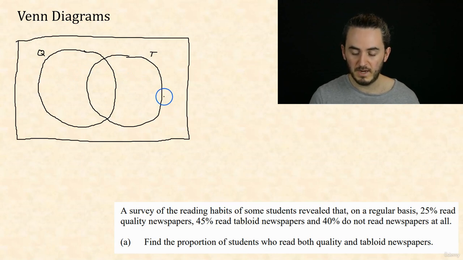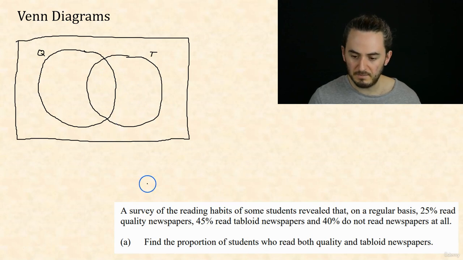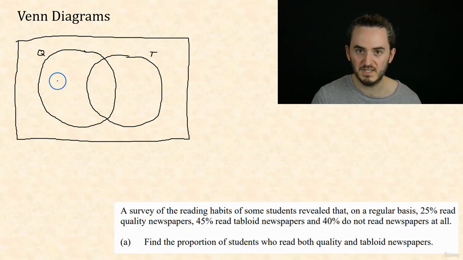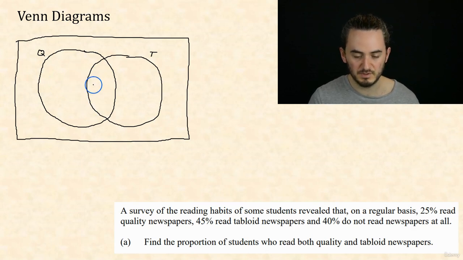Find the proportion who read both. So ultimately we're looking for what this probability is in the middle. All right, so let's see what we can represent so far. 25%, we are told, read quality newspapers. So this entire bubble here should add up to 0.25, but not just this bit. The most common error here is just to put a 0.25 here, but it's got to be both of these regions. And 45% read tabloid newspapers. So that means that all of this should add up to 0.45.